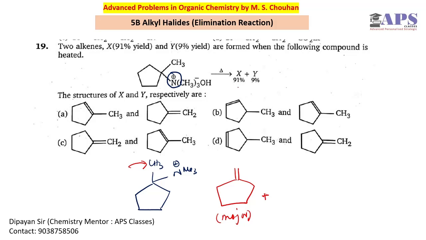Which is 91%, and the other two beta carbons are identical, so the final product will be this. So this will be a minor product. So major and minor can be found from this option. So for question number 19, the correct option is C.